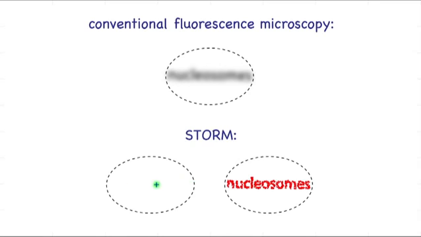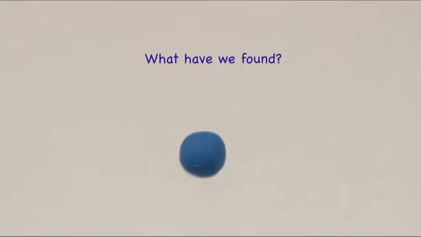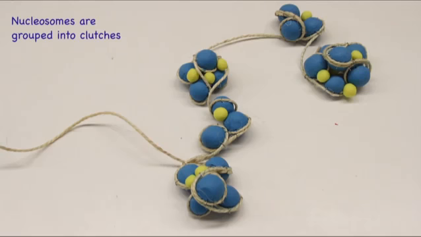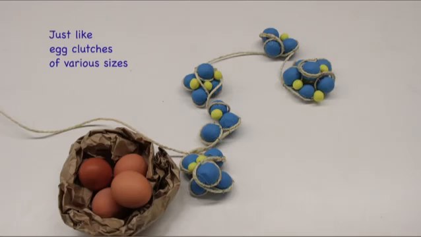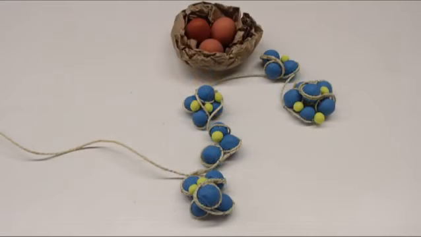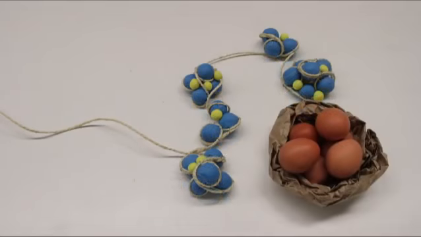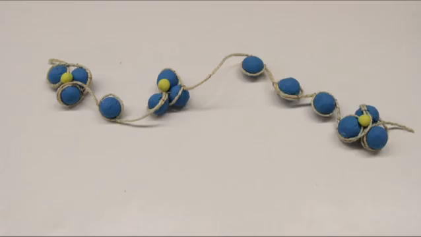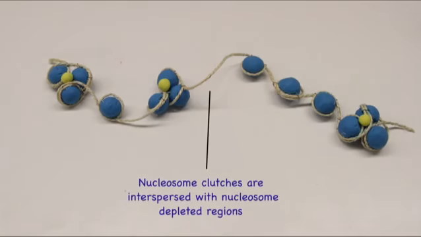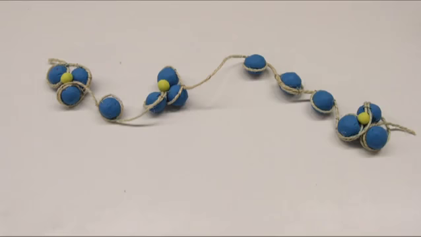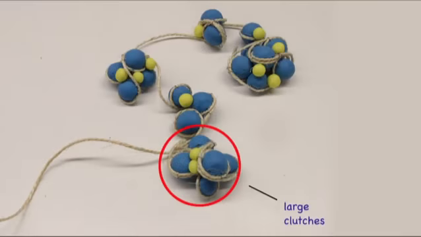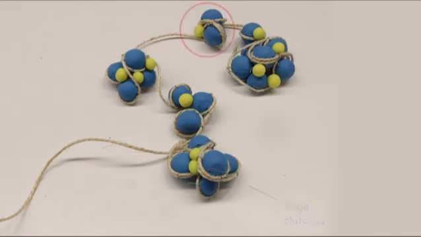Using this technique, we were able to visualize and count the nucleosomes along the chromatin fiber. We found that nucleosomes form heterogeneous groups of varying sizes like egg clutches. The nucleosome clutches are interspersed with nucleosome-depleted regions. Nucleosomes are more tightly compacted inside the large clutches in comparison to small clutches.